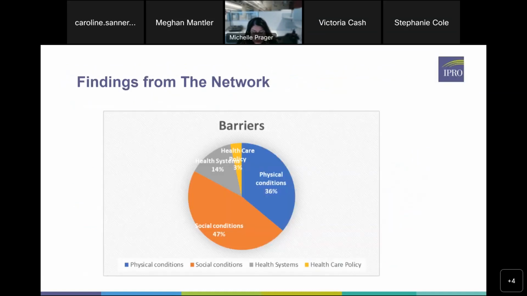So between all the networks, we found that 47% was the social conditions, which is what we see a lot: the financial barriers, lack of transportation, lack of caregiver support, and poor health literacy. And then followed by that were the physical conditions, which is space issues and housing issues, access to home, and then last is healthcare policy.